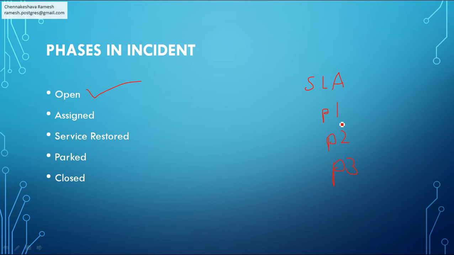So depending on what SLA the end customer has signed with the company, the appropriate priority will be set for an incident when it is open. Now, once it is open, somebody will assign that incident to himself because he is going to work on it. Then the incident moves to what is known as the assigned phase. Now, the engineer is going to work on that incident, and if he fixes the problem, he will put it in service restored mode. Service restored means I have fixed the issue, the system has come back.